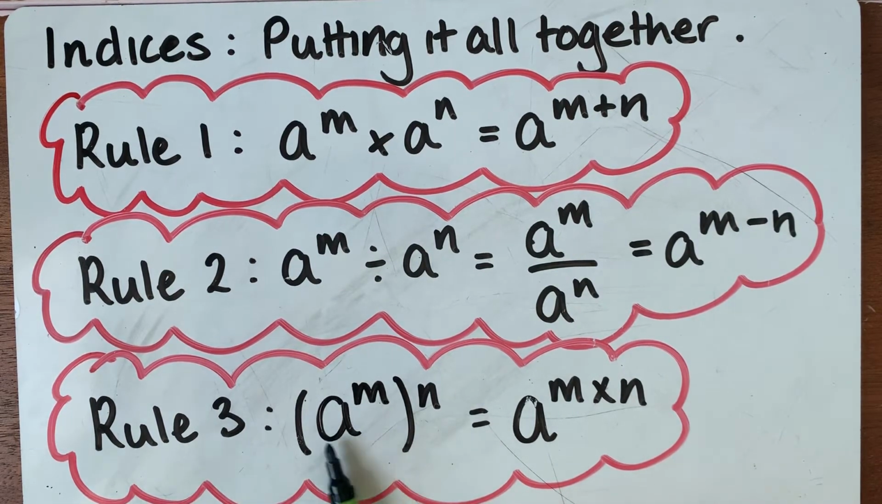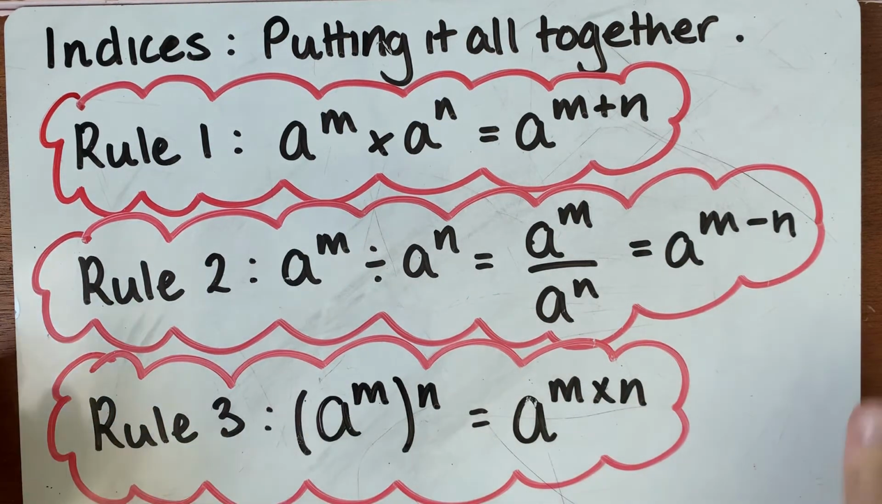Rule 3, we've got a term with a power being raised to another power, and in this case we take the two powers and we multiply those together. So I'm just going to look at two examples, one of them that just looks at rule 1 and 2, and then one that actually puts all three rules together in one question. So let's take a wee look at them.